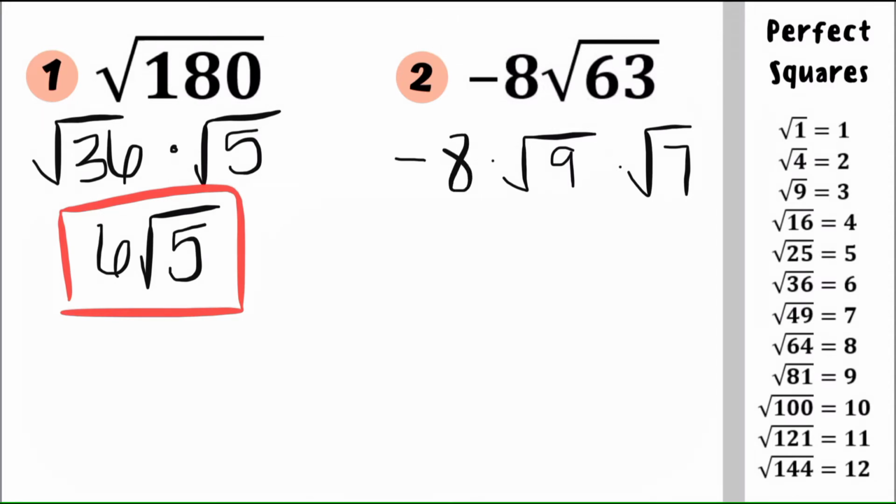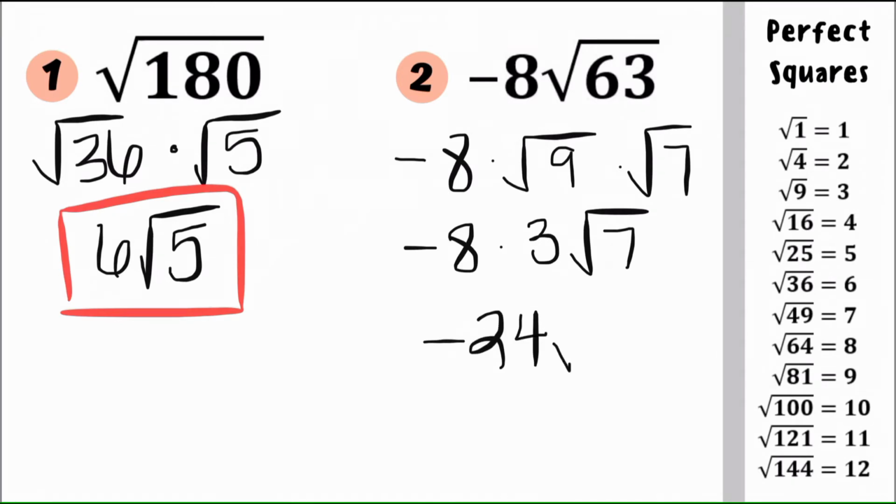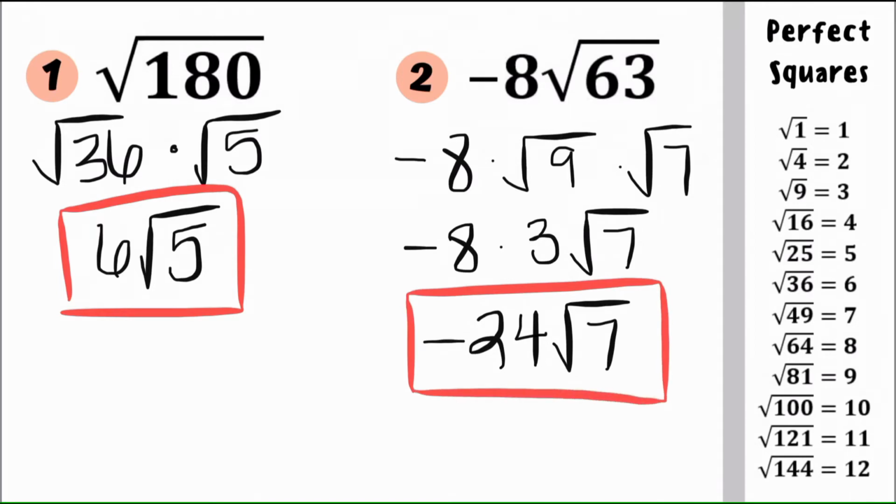So the square root of 9 is 3, so this becomes negative 8 times 3 square root of 7. Negative 8 times 3 is negative 24, so my final answer is negative 24 square root of 7. And that is it.